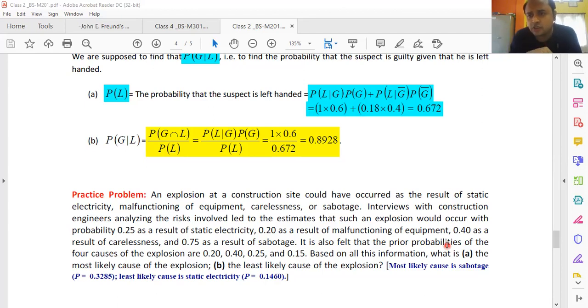Because if there is malfunctioning of equipment, not every time does an explosion occur. Sometimes it occurs. Not every time due to sabotage does an explosion occur. Sometimes it is occurring. So in this part, they are interested in finding the probability of these causes only. They are not interested in their effects. Based upon this information, based upon this probability, and given that the explosion has occurred, we are actually interested in finding what is the most likely cause of the explosion. Okay, so let us try to find it out.